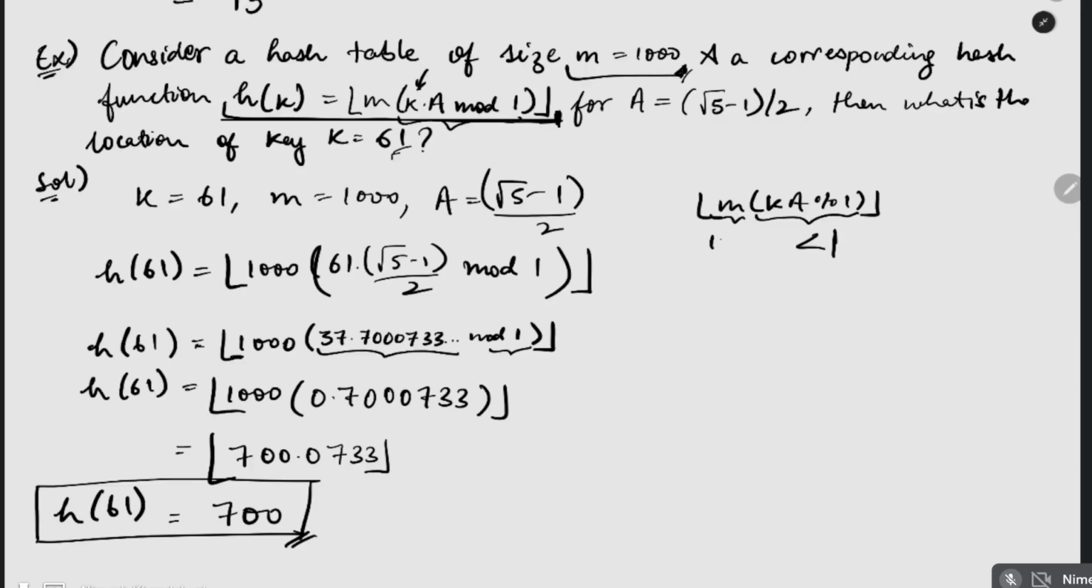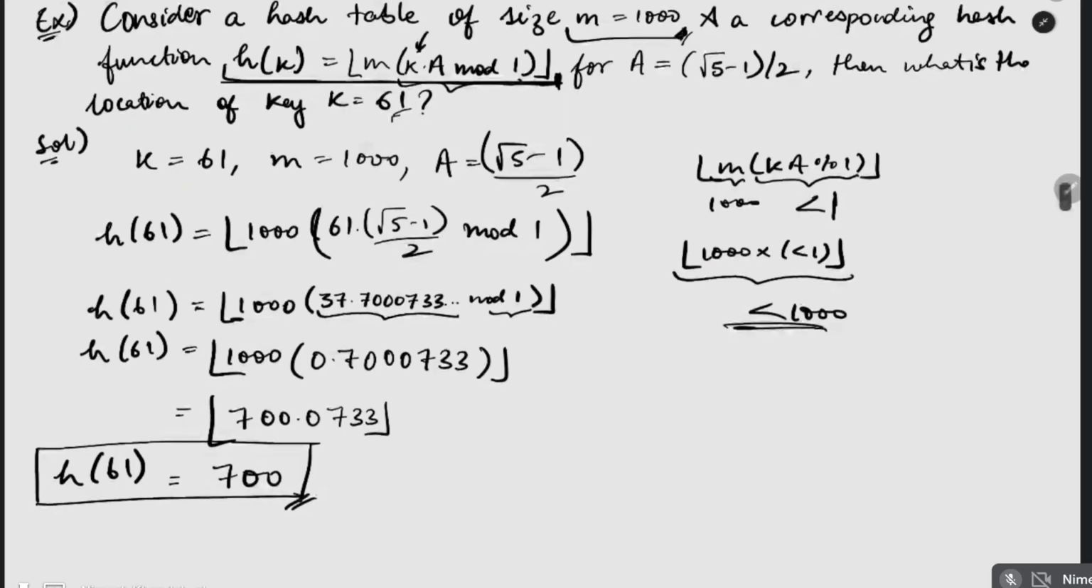And this is 1000. So this value inside will be 1000 multiplied by something less than 1, right? So this complete value will always be less than 1000, right? So these are just some sanity checks that we should be able to do, or we should be able to look at when we are dealing with newly given hash functions.